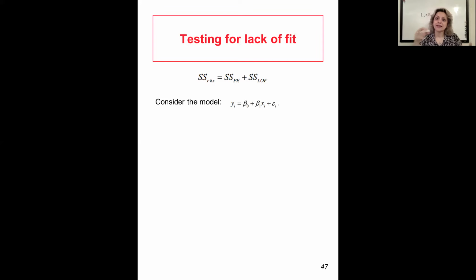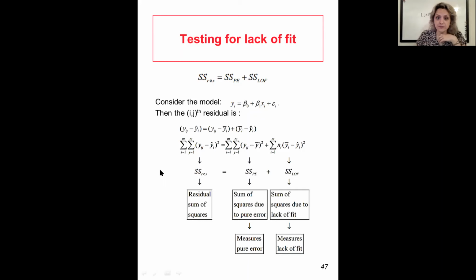So we always say that the sum of squares of the lack of fit error depends on the model. The sum of squares that we have for the pure error doesn't depend on the model. It's independent of the model because it comes from the replication, it's outside the model. But the lack of fit is not like that. So let's look at it.